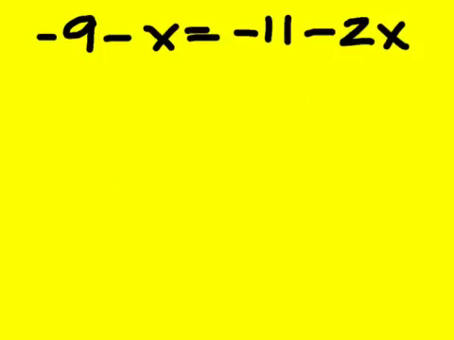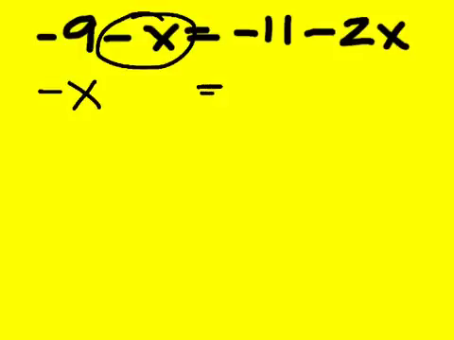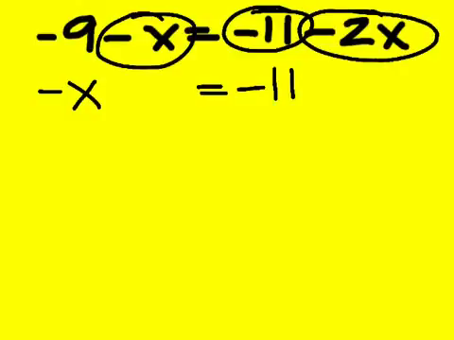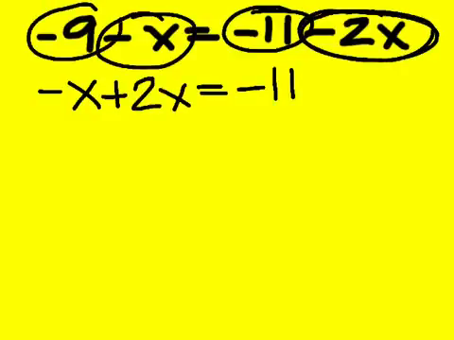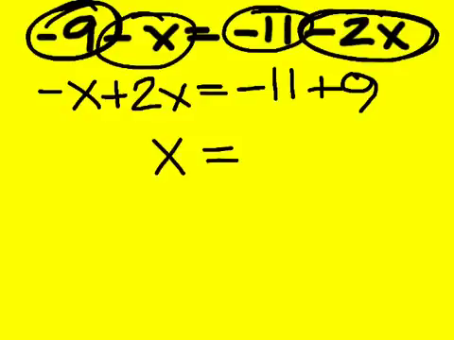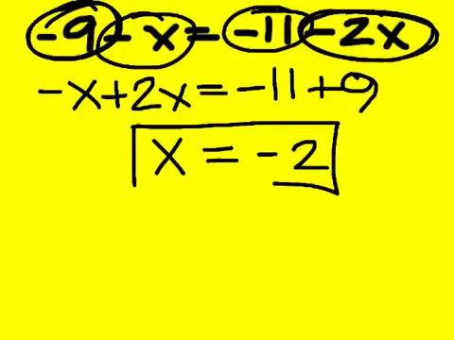Example problem number 2. The x term that stays on the left is -x. And then on the right, the constant that stays will be the -11. Now we have to move this -2x to the left and make it +2x. The -9 goes to the right and becomes +9. -x plus 2x is 1x. -11 plus 9 is -2. No division necessary on that one.